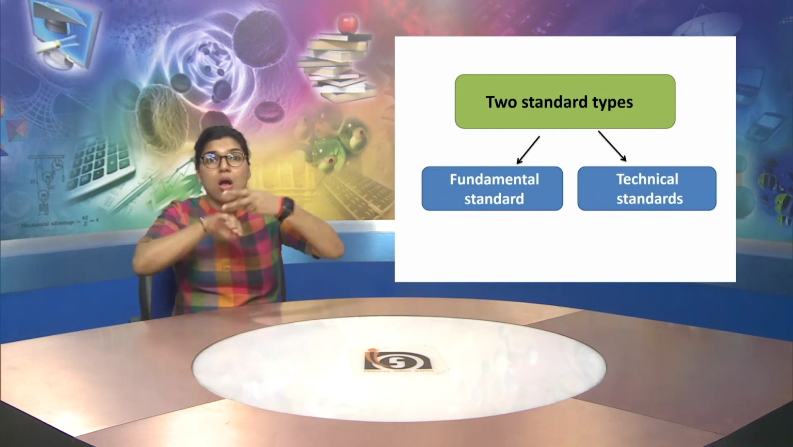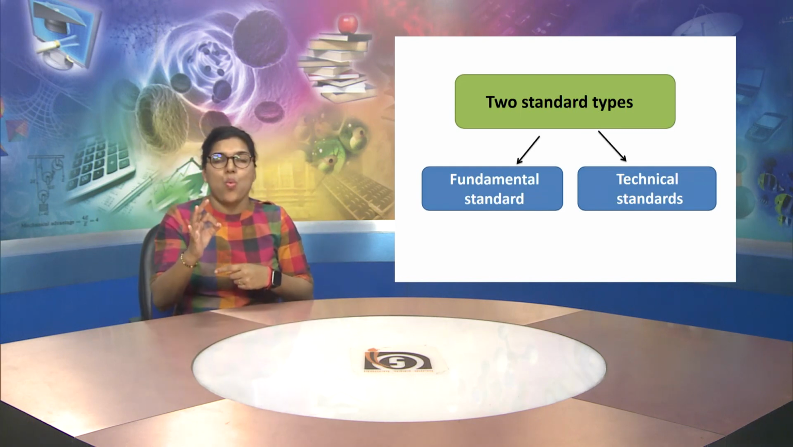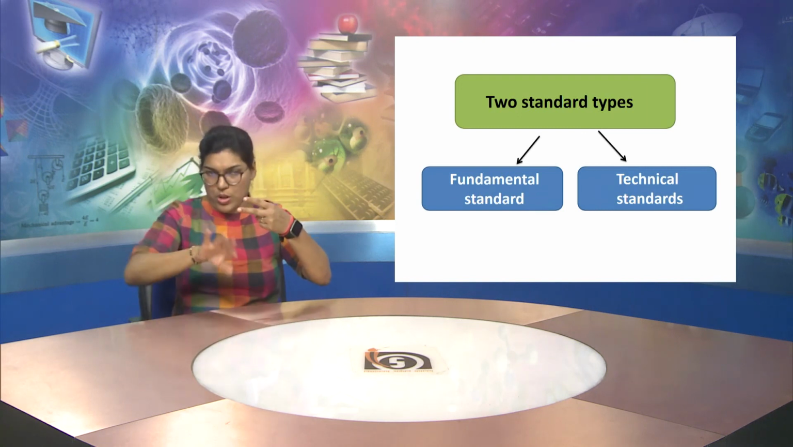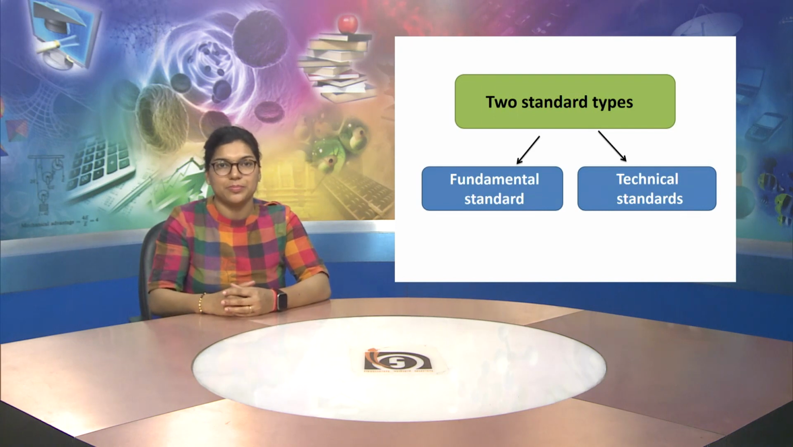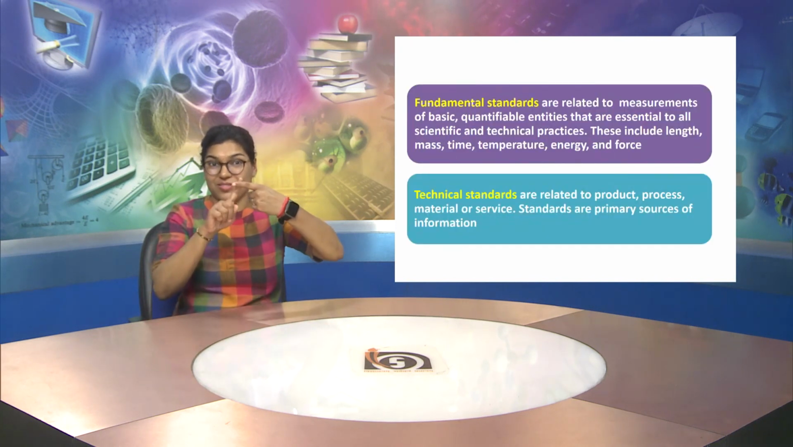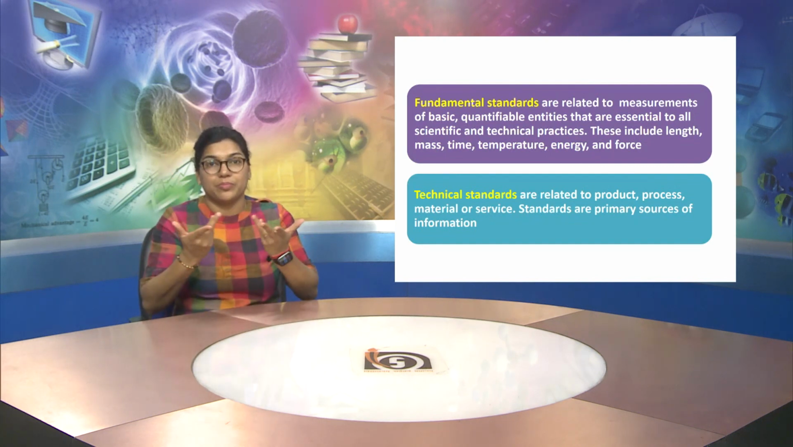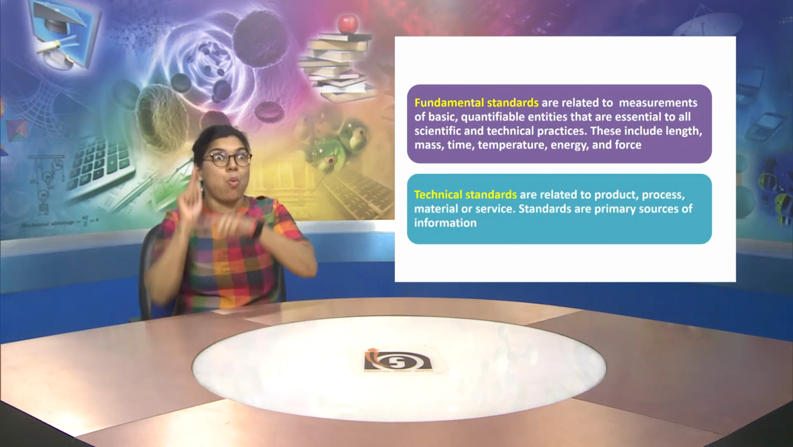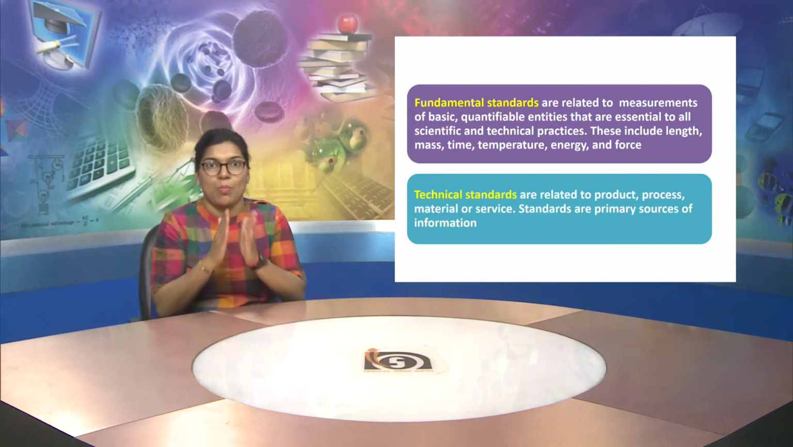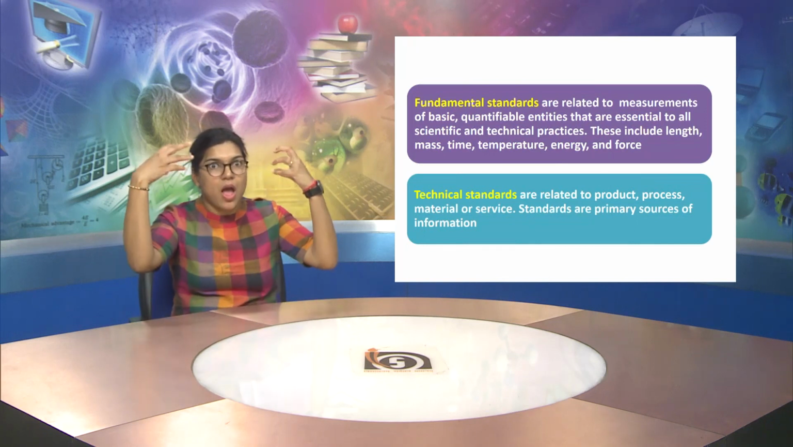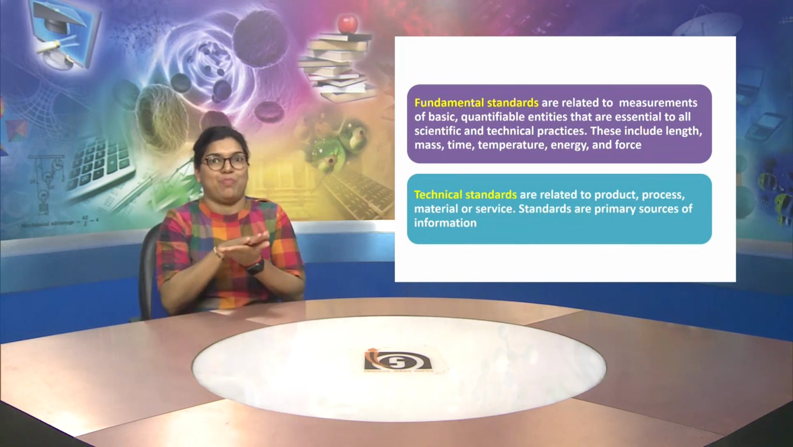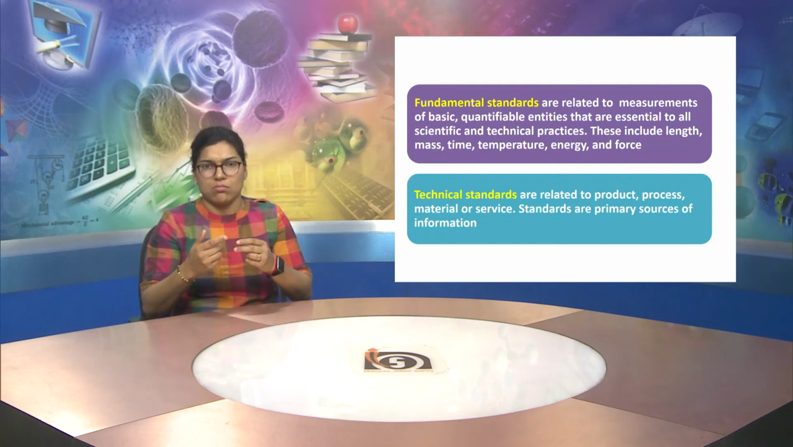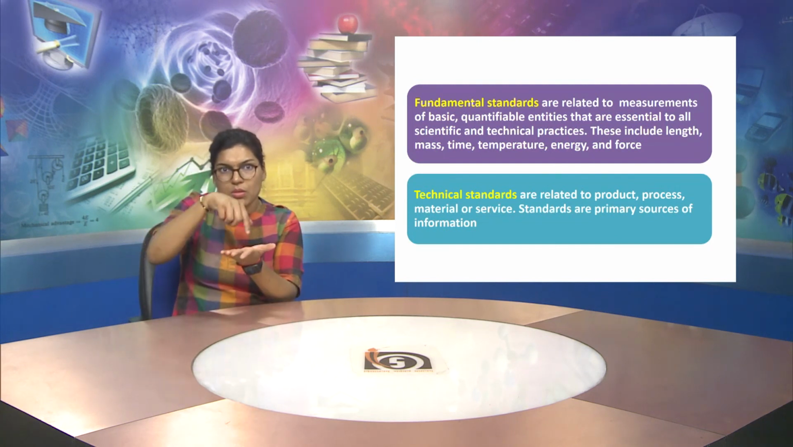There are two standard types. First one is fundamental standards, and the second one is technical standards. We will discuss them in detail in further slides. The first one, fundamental standards, are related to measurements of basic quantifiable entities that are essential to all scientific and technical practices. These include length, mass, time, temperature, energy, and force.